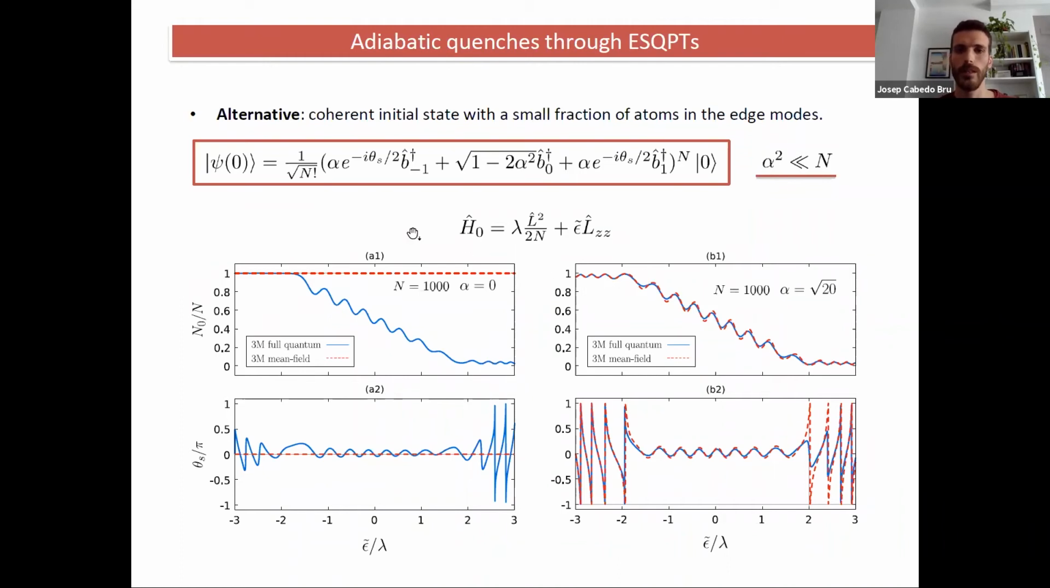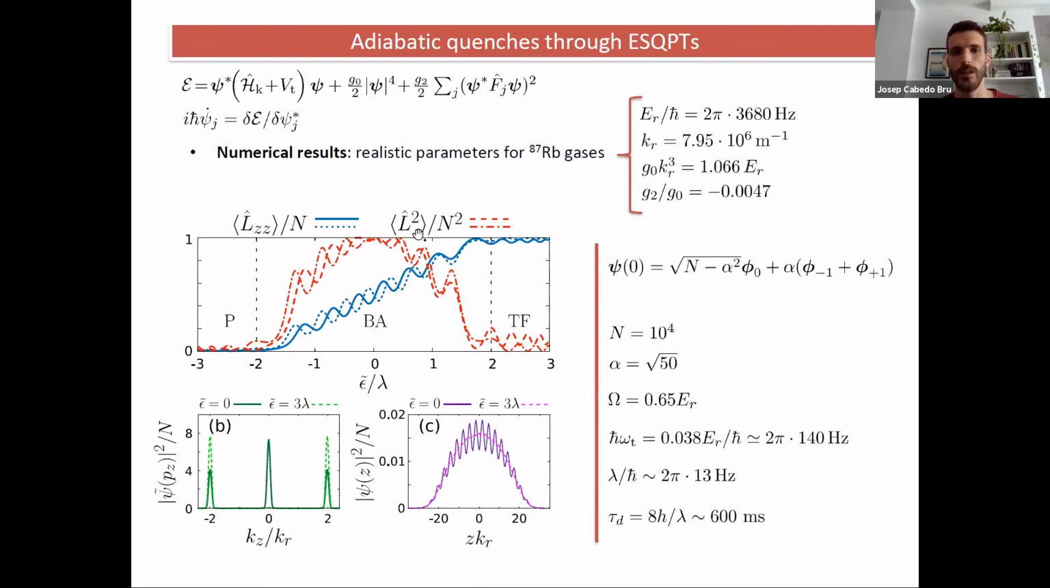So for the simulations of the full gas, we do the same. And we tune the parameters of the Raman dressing and the trapping and so on, so that we are in the right parameters of the effective model. And this is what we obtain. This is a simulation where we load the gas initially in the polar phase and we drive it adiabatically across both phase transitions. Here we have the comparison between the Gross-Pitaevskii simulation of the whole gas and the full quantum simulations of the three-mode model, which show an excellent agreement in this regime of parameters.